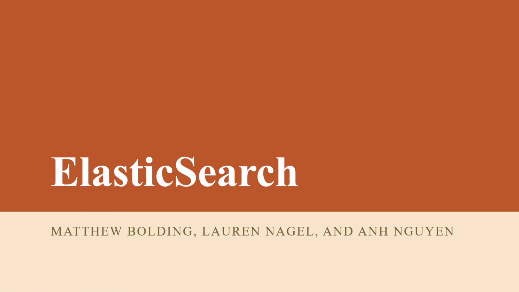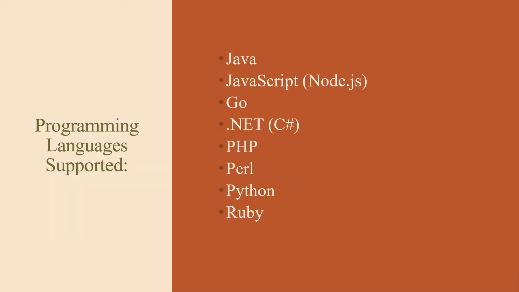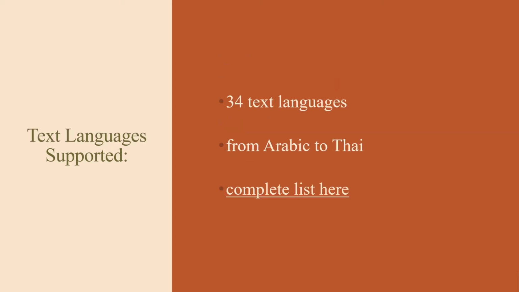Our presentation is on the non-relational database system ElasticSearch. These are the programming languages supported by ElasticSearch. We have Java, Python, and the rest you can see there. ElasticSearch also supports 34 different text languages. If you want to see the complete list, you can click on the link right there.